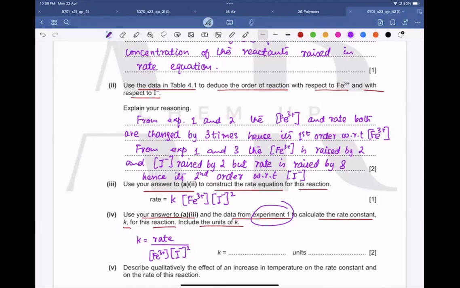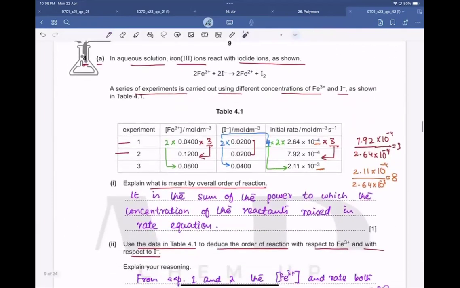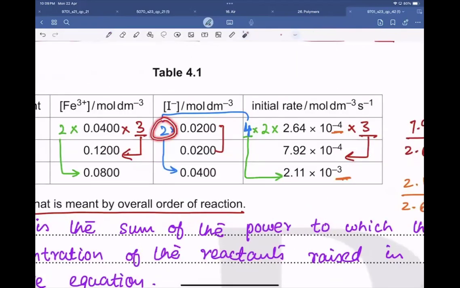No, Maham. See over here, it is increased by 2 and it is increased by 4. So it means it's second order, because it is just getting double and it is getting quadruple, 4 times. That's why it's a second order. If this and this change would be the same, then it's a first order.